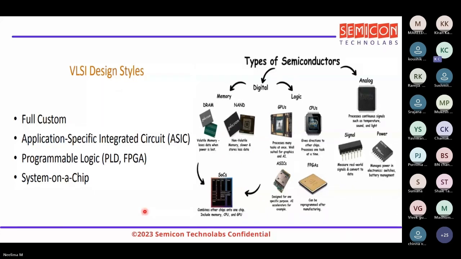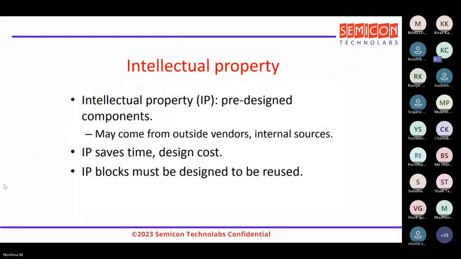Now let's look at another interesting thing, intellectual property. What is intellectual property? We call this IP. These are pre-designed components, which may come from outside vendors or internal sources. IP saves time and design cost. IP blocks must be designed to be reused. Now, as we discussed, the biggest challenge in VLSI is the cycle time. We need to manufacture our chip as soon as possible and deliver it to market. But of course, in this process, we should not skip any step. All the steps are important and they have their own significance.